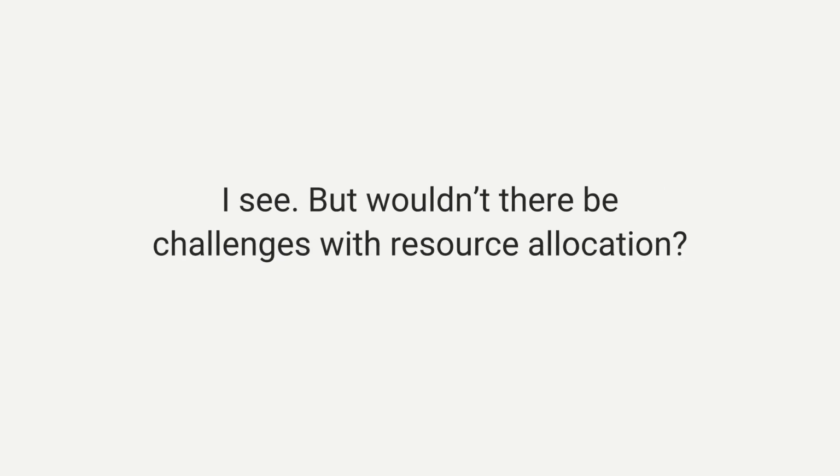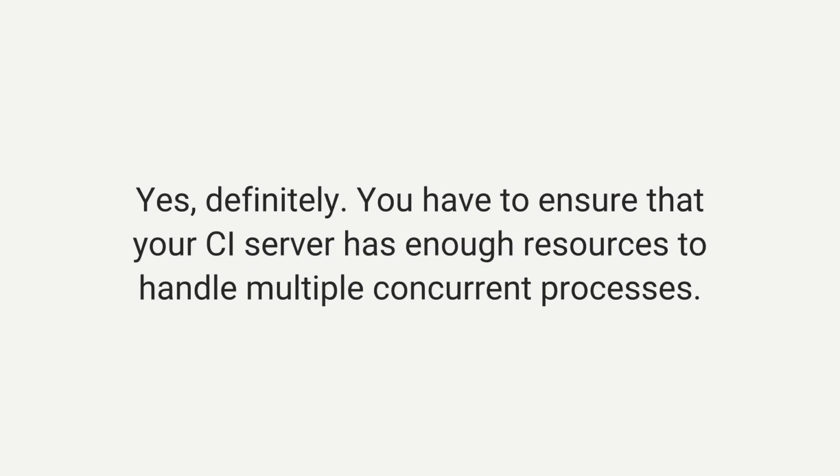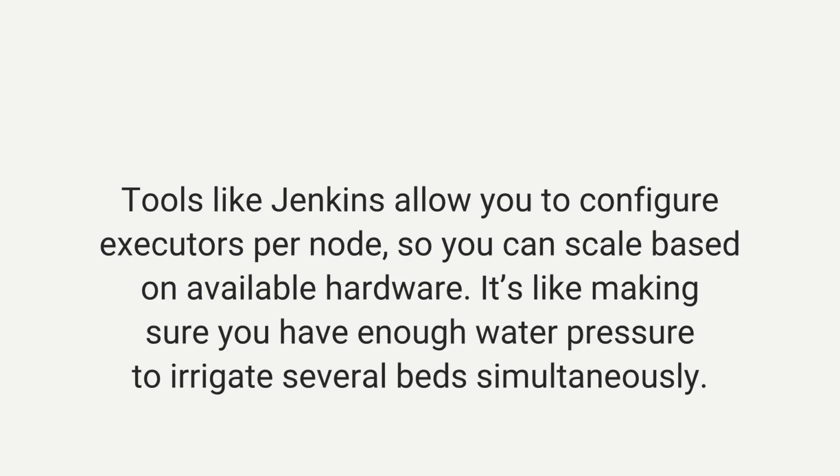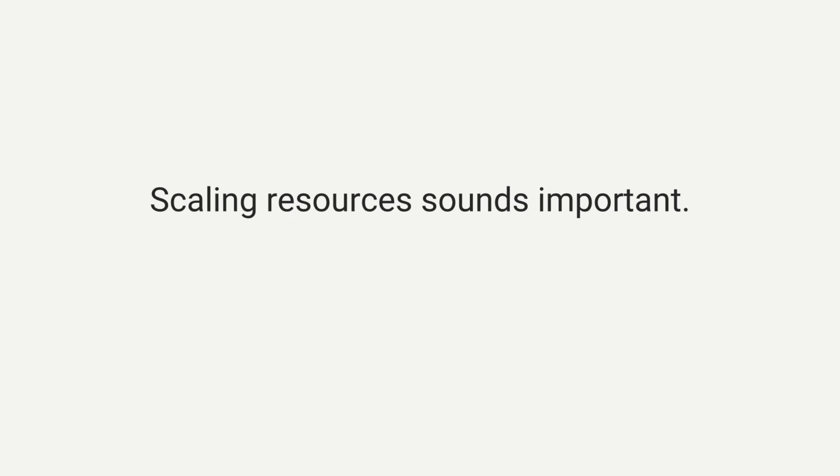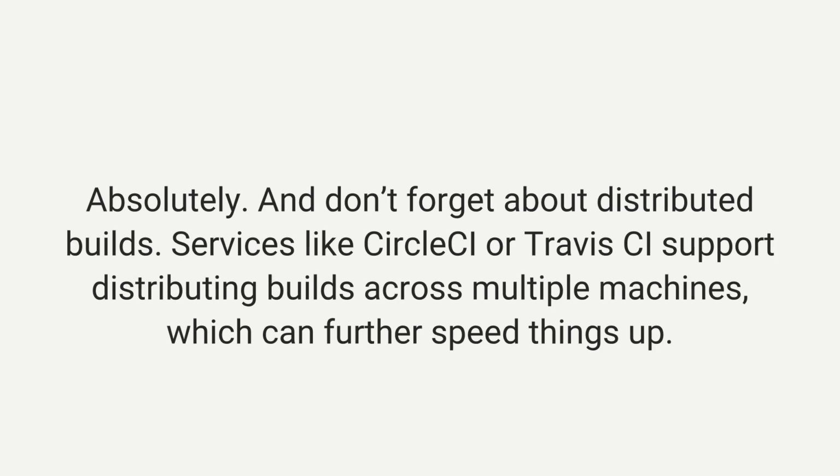I see. But wouldn't there be challenges with resource allocation? Yes, definitely. You have to ensure that your CI server has enough resources to handle multiple concurrent processes. Tools like Jenkins allow you to configure executors per node, so you can scale based on available hardware. It's like making sure you have enough water pressure to irrigate several beds simultaneously. Scaling resources sounds important.